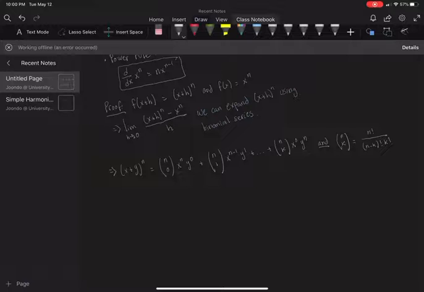So if we expand x plus h to the n, we're going to get x to the n plus n choose 1 x to the n minus 1 h, all the way up to n choose n h to the nth power.